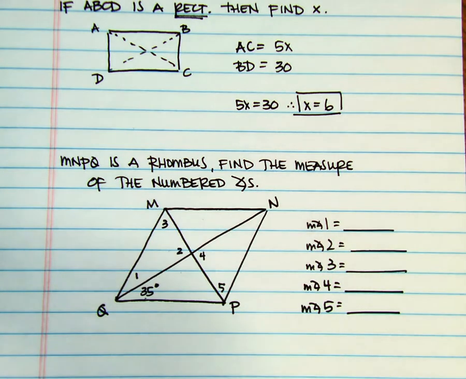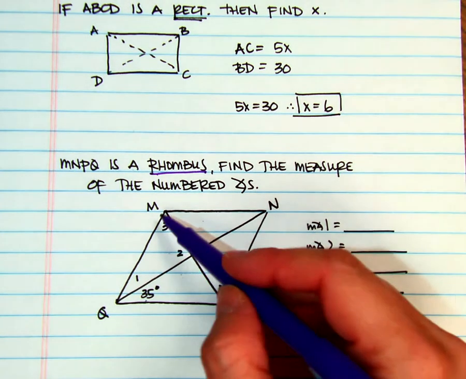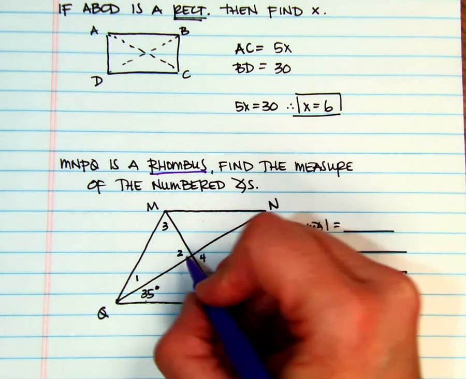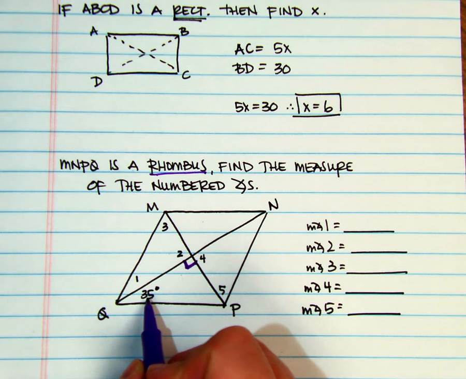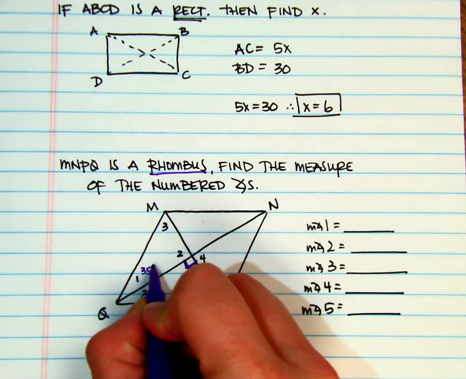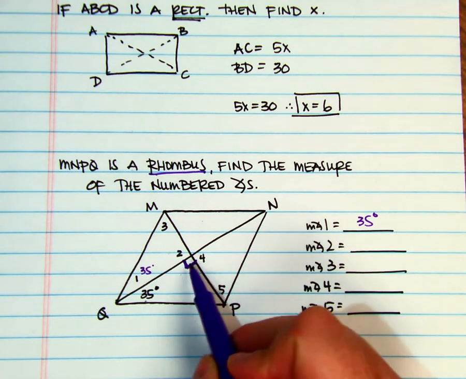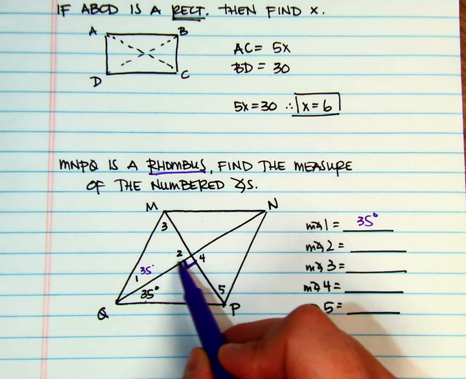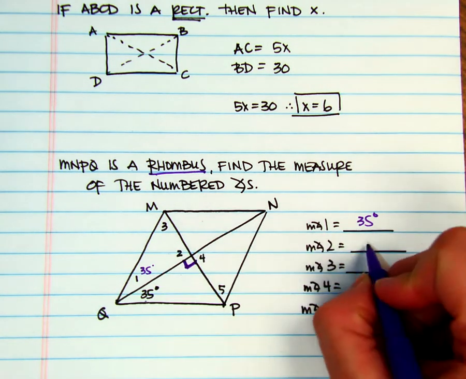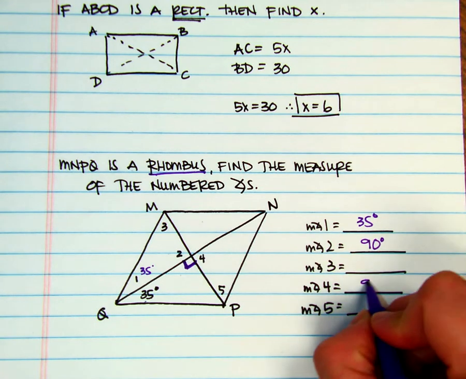So with that information, I got to think about what all I know about a rhombus. Well, I know that a rhombus, the diagonals are perpendicular, and I know that diagonals bisect the angles. So if this is 35, that means this is 35. So angle 1 has to be 35 degrees. Angle 2 is at this intersection. Well, if one of these is a right angle, then all of them are right angles. So 2 is a right angle, which would be 90 degrees, and also 4 would be 90 degrees.